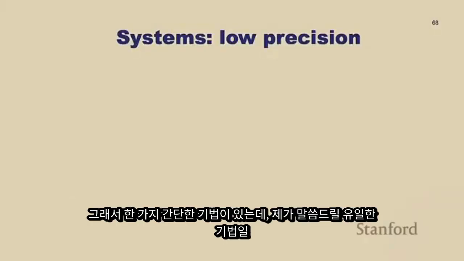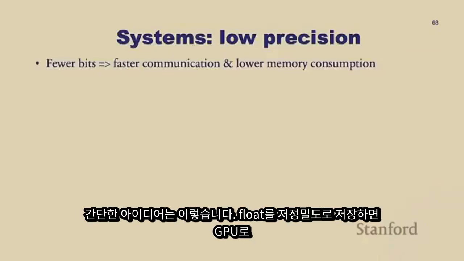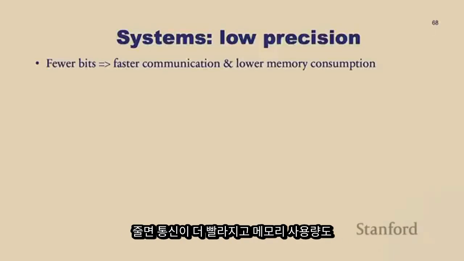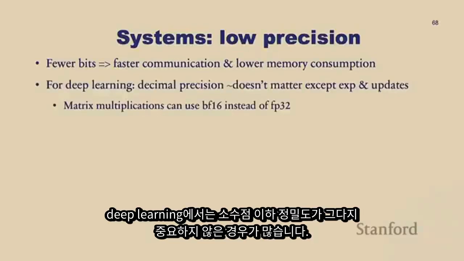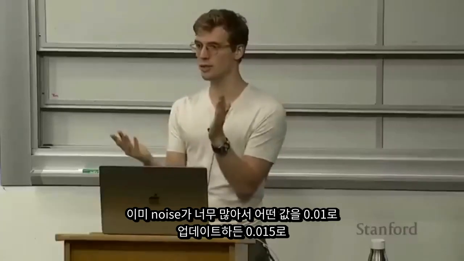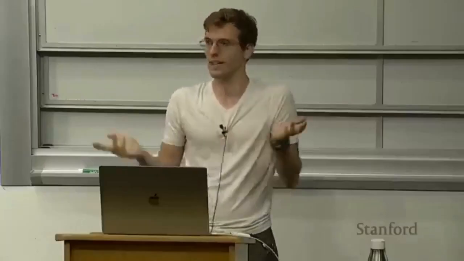So one simple trick, and that might be the only one I'm going to tell you about, is low precision. One simple idea is that if I'm going to put my floats in lower precision, then there's going to be fewer bits that I have to send to my GPUs. If there's fewer bits, it's faster communication, lower memory consumption, things are going to go faster. And for deep learning, it just happens that decimal is not that important. So when you do matrix multiplication, or, for example, SGD, there's already so much noise that if you update something by 0.01 or 0.015, who cares?